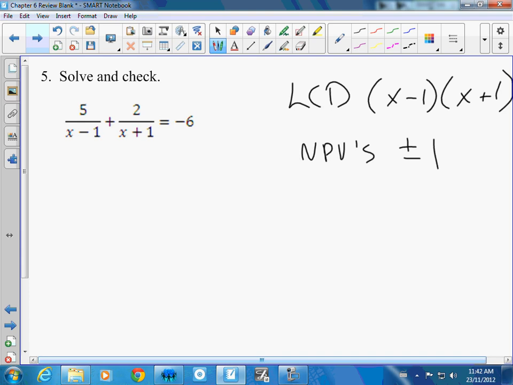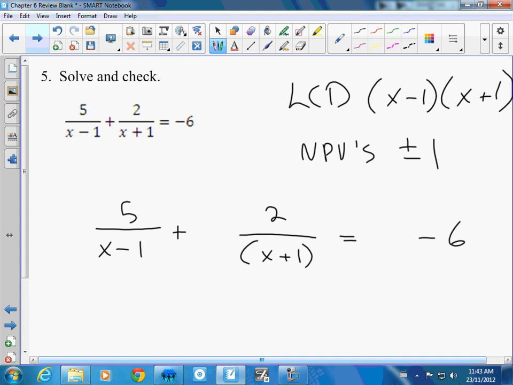Okay, now, this is where you write it out again, but you got to make sure you give yourself some room, because we want to put our LCD on the top left-hand side of each one. Give yourself some room. Don't pack everything together like you normally do. So 5 over x minus 1, plus 2 over x plus 1, equals negative 6. Okay?